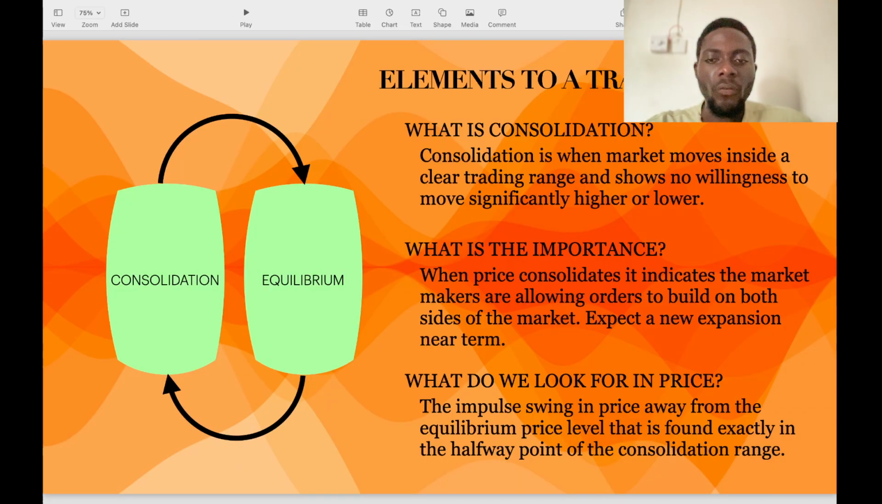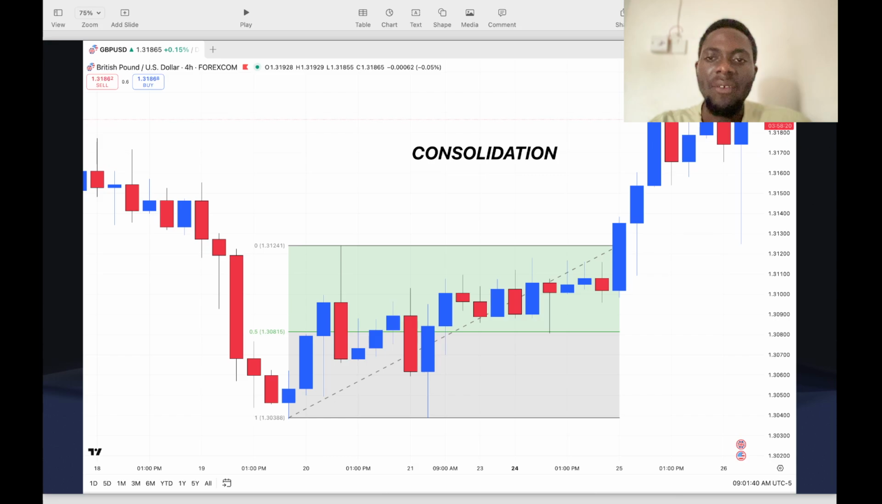Again, what do we look for in price? We look for the impulsive swing in price away from the equilibrium price level. That is found exactly in the halfway point of the consolidation range. Now, you can see that it went higher, came down, came near. That's why I say it's not all the time that it's going to enter the order block. Sometimes it enters the fair value, came near, and then it went up. But when you go on the higher time frame, I think this whole level is an order block.